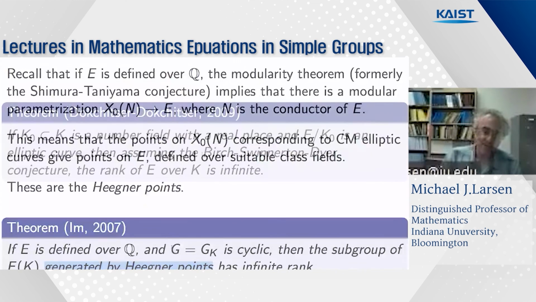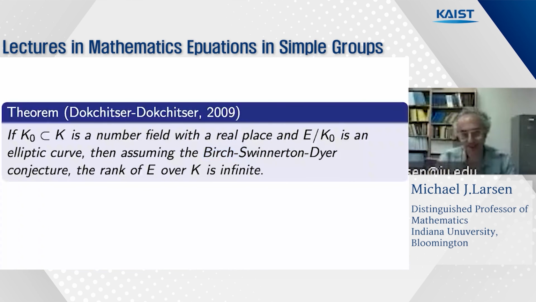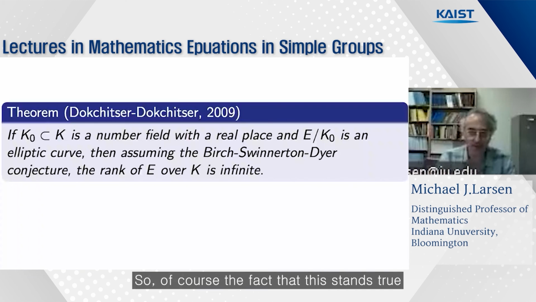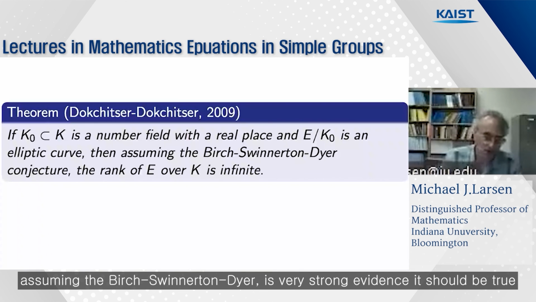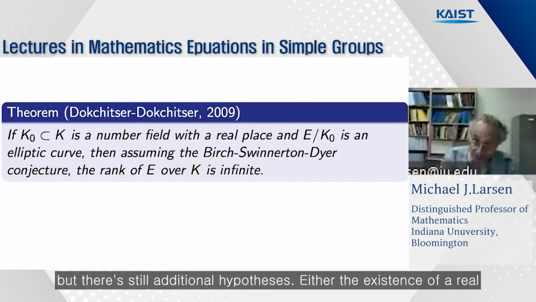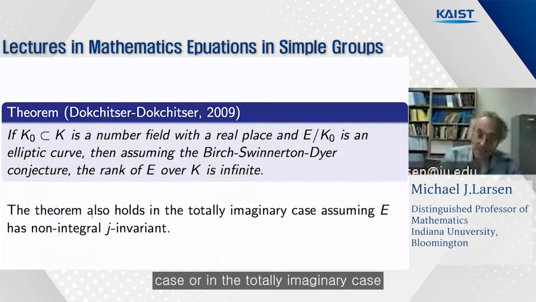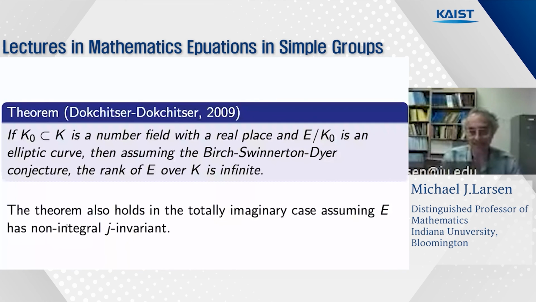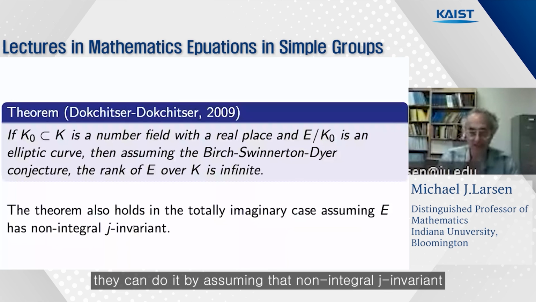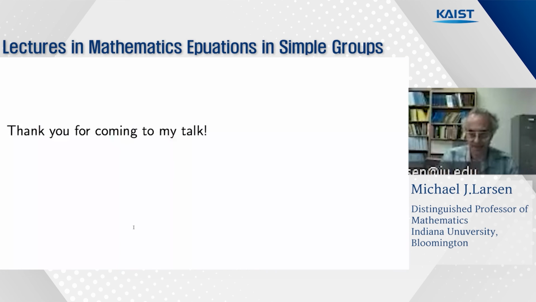Again, the weakness is it does assume the Birch–Swinnerton-Dyer conjecture. Of course, the fact that this theorem is true, assuming Birch–Swinnerton-Dyer, is very strong evidence that it should be true. But there are still additional hypotheses, either the existence of a real place, or in the totally imaginary case, they can do it by assuming a non-integral j-invariant. And yeah, that's all I have to say.